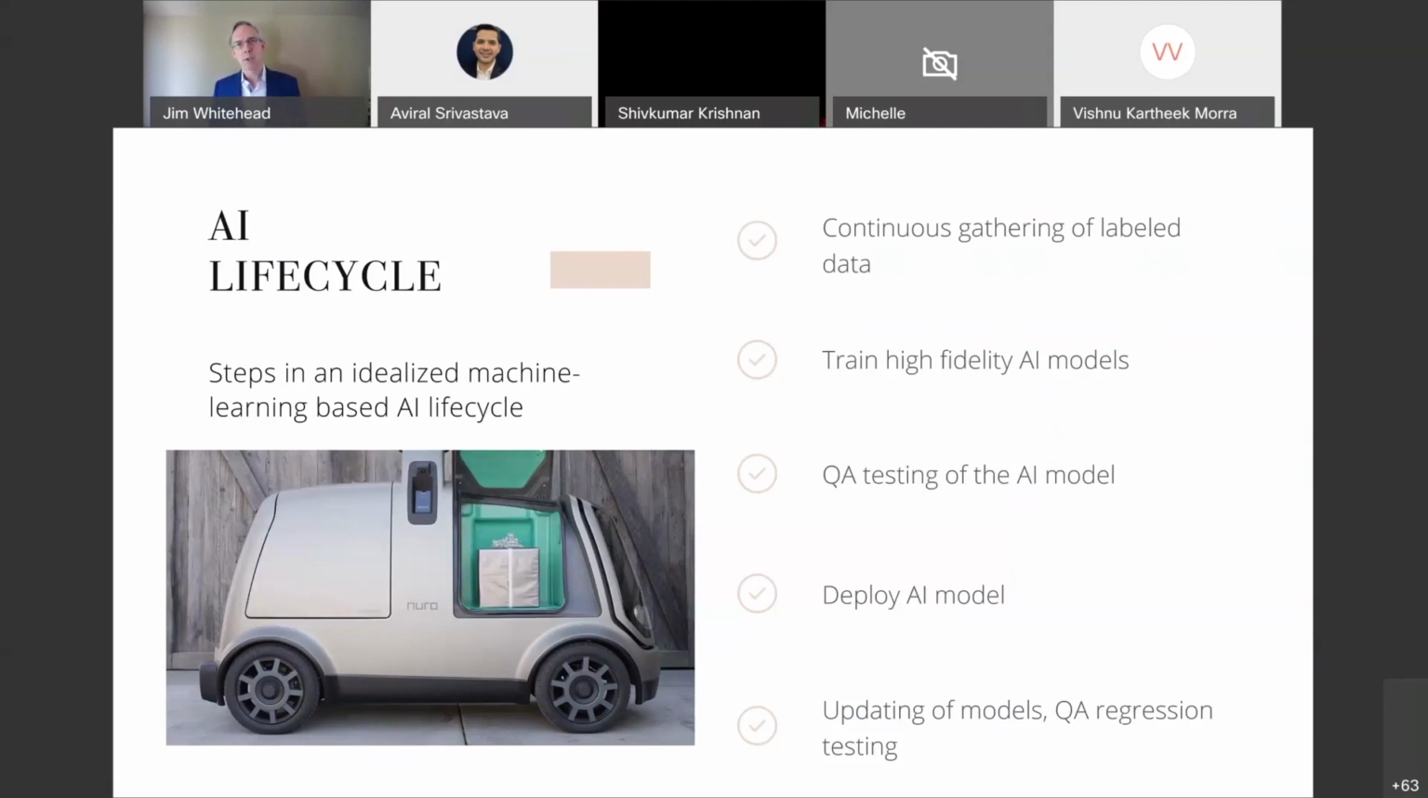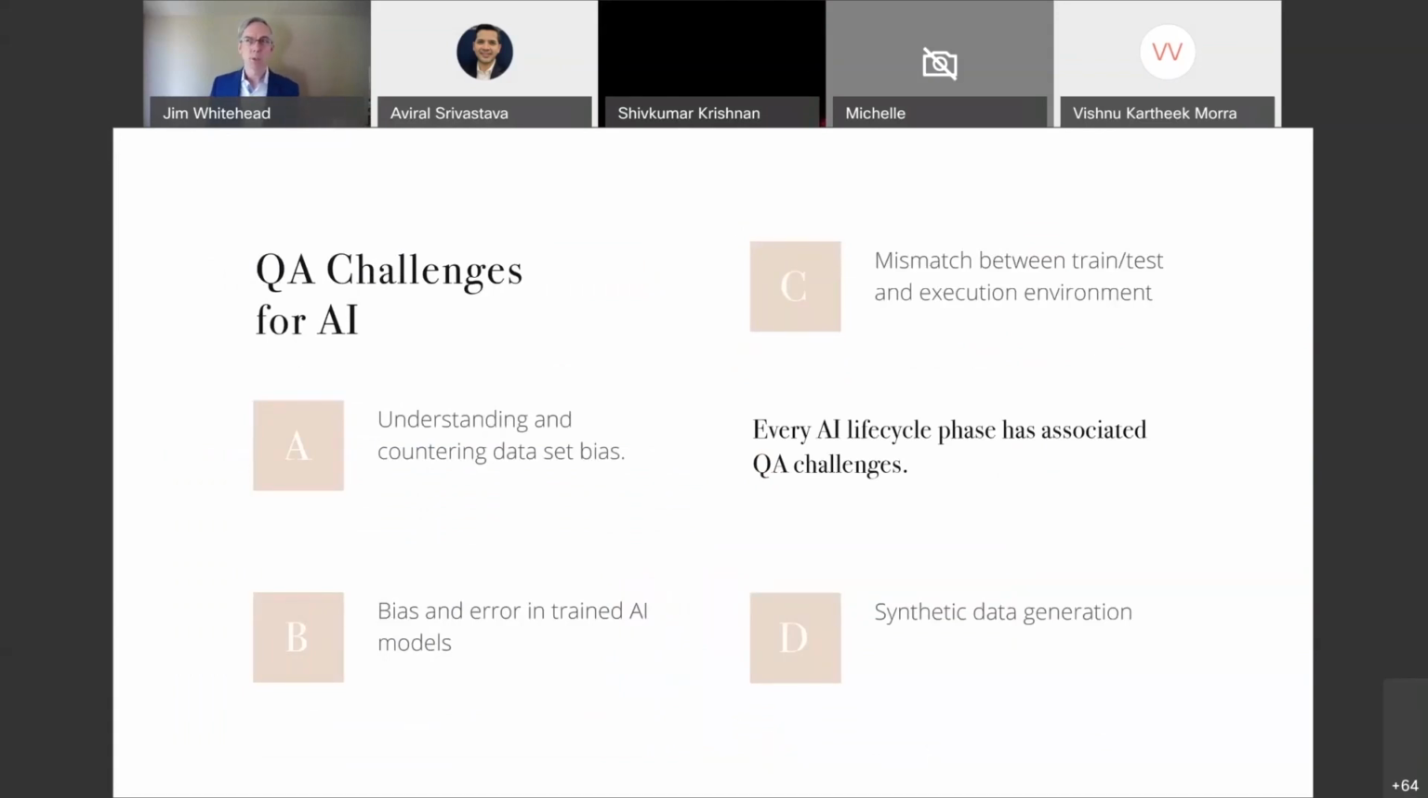And every one of these phases is an area where you need to be focused on how you either avoid bias or ensure robustness of the outputs from that particular phase. And so this leads to 4 QA challenges for AI. There are many others, but I'll focus on these 4 in the talk today.